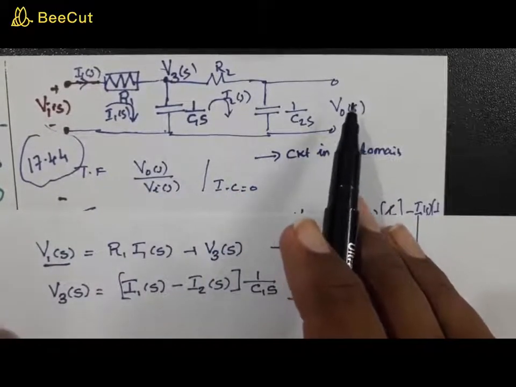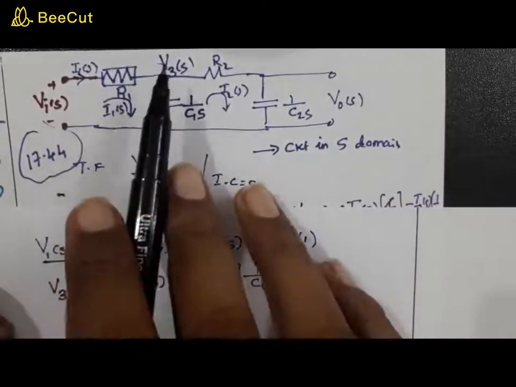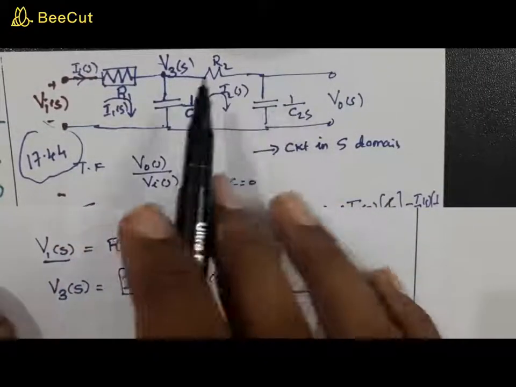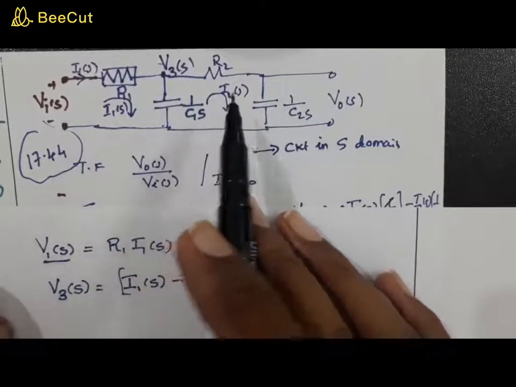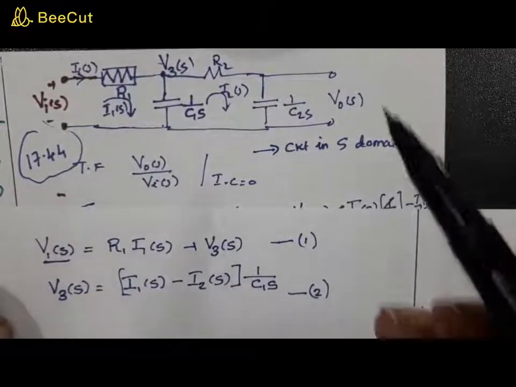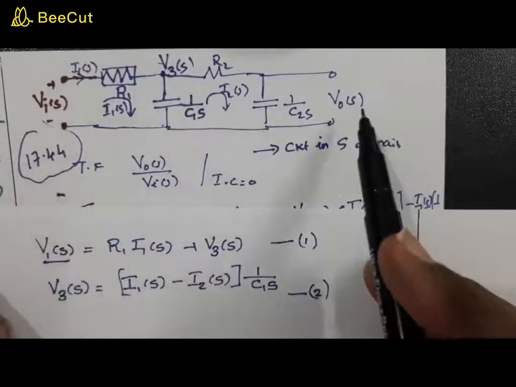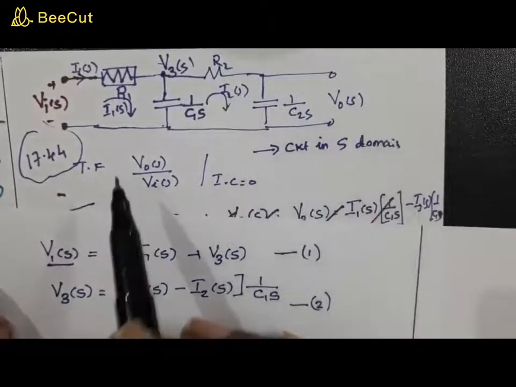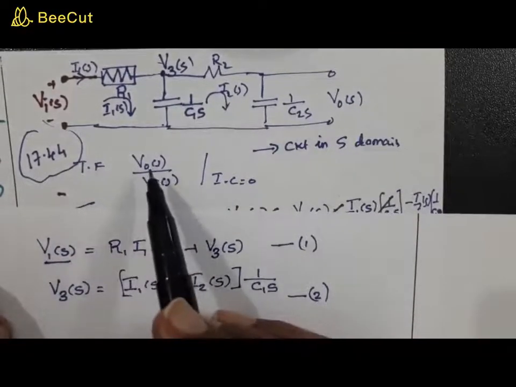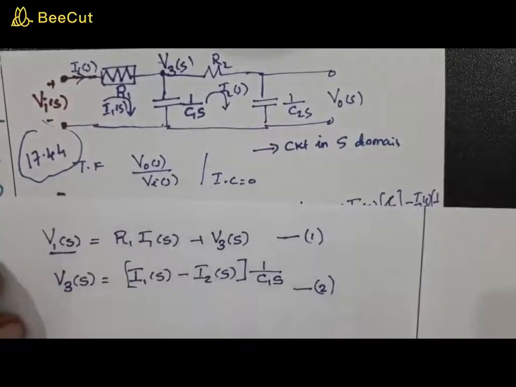But applying the same to different meshes, that is KVL and KCL at the node, we will be able to get many equations, and by proper substitution and proper selection we will come to an equation which relates only Vi of S and V0 of S. Once you get that, you can take the ratio, and the result will be the transfer function. Okay, now let us proceed.